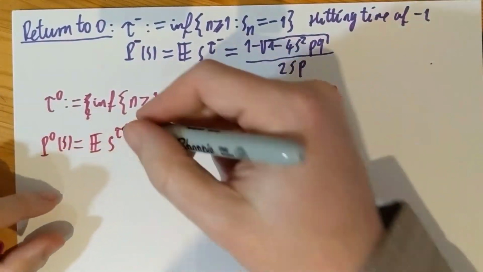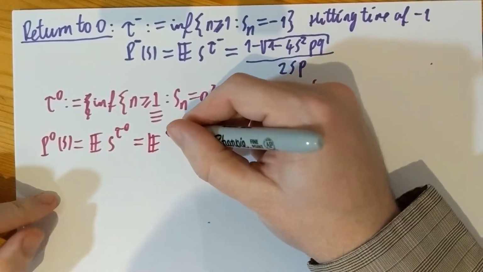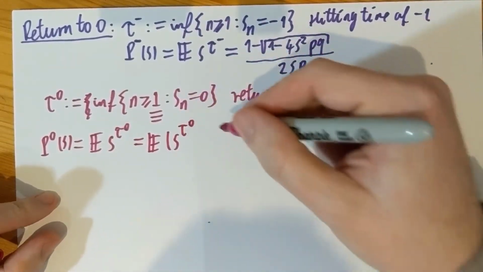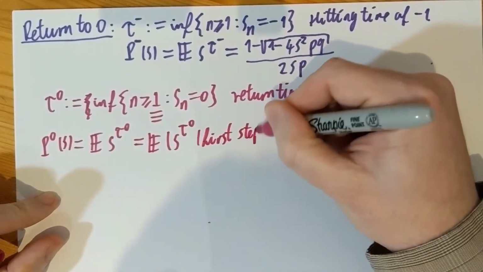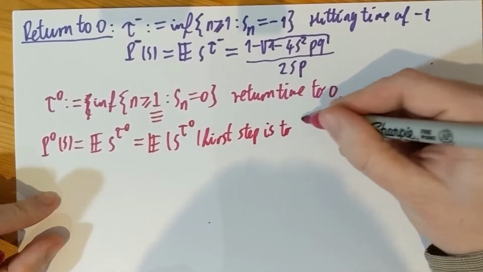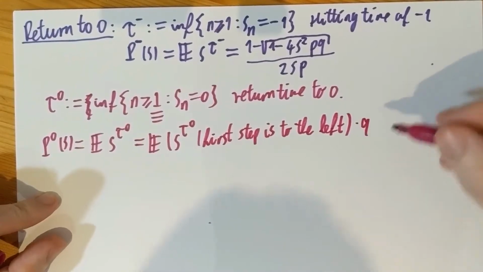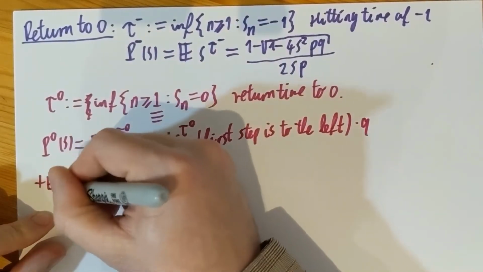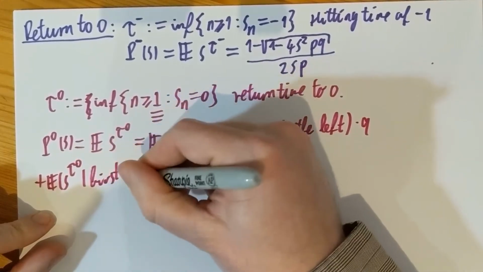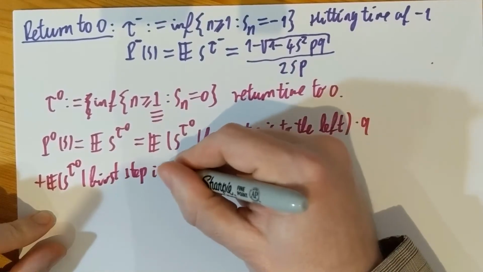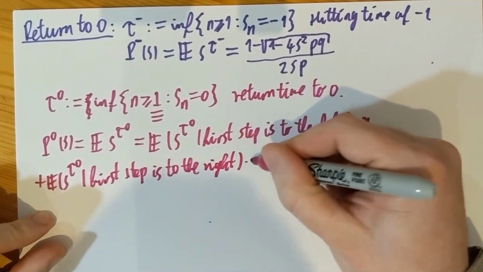The way to do that is very simple, because again I'm going to do a first step analysis. What is the expectation of s to the tau naught, given that the first step is to the left, which happens with probability q, plus the same thing, the expectation of s to the tau naught, given that the first step is to the right, which happens with probability p.